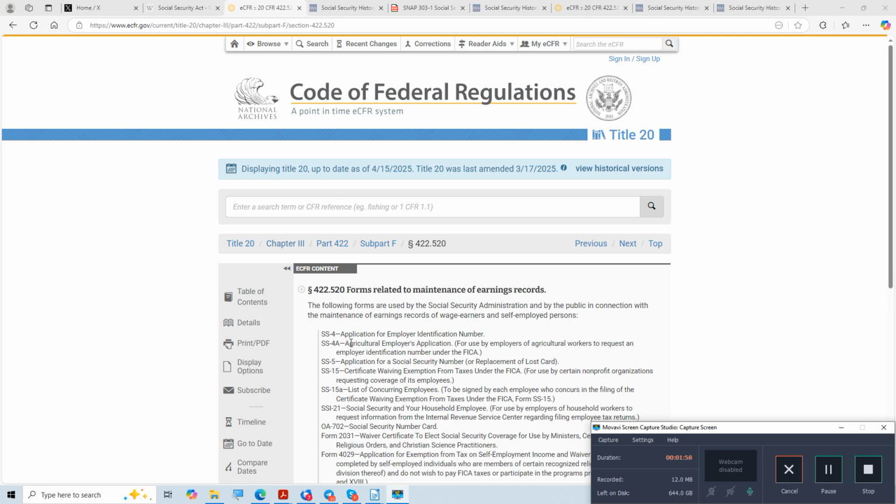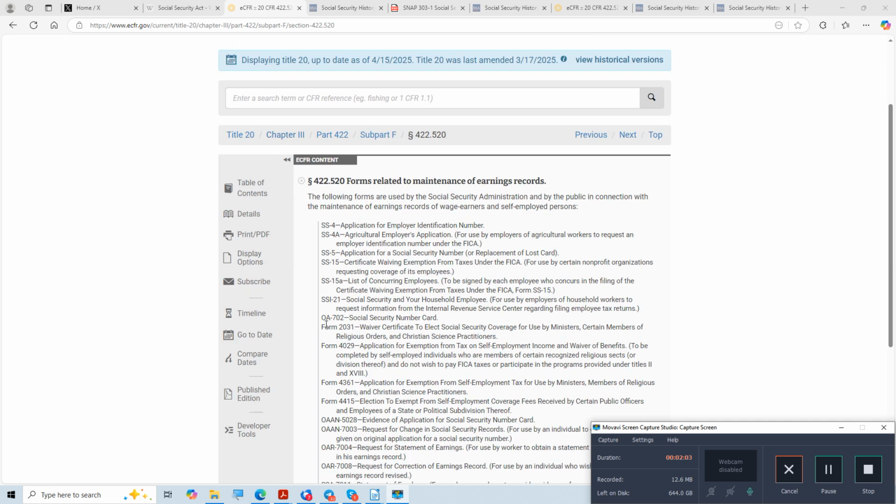So you can see there's SS4, SS4A, SS5. Heard about those before. And down here is the OA702, which is the Social Security number card. And that's the number that should be on the card that you believe to be a Social Security card. And they used to be, but they're not anymore. The point is that this is still in the regulations as of 4/15/2025. So the Social Security Administration isn't following their own regulations.